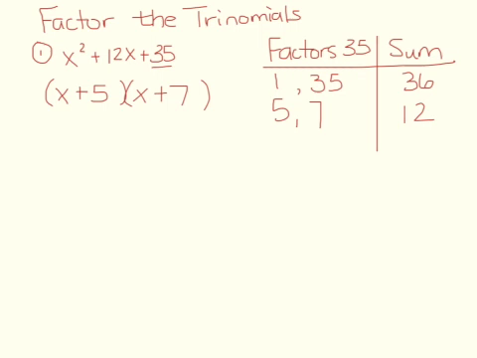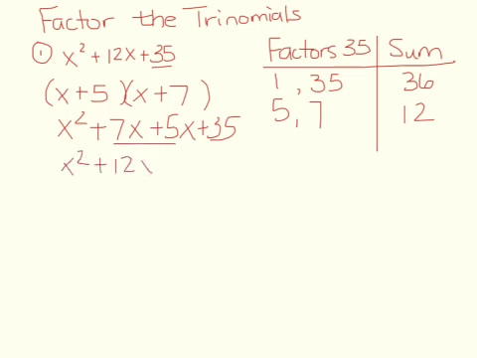Because if we distribute this out, x times x is x squared, x times 7 is 7x, 5 times x is 5x, and 5 times 7 is 35. And then these two middle terms make the 12x. So you don't have to re-multiply that out, but I wanted to show you that this factored form does equal what we started with. So let's take a look at number 2 here.